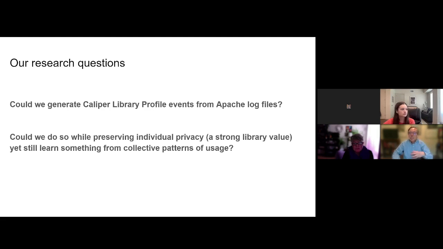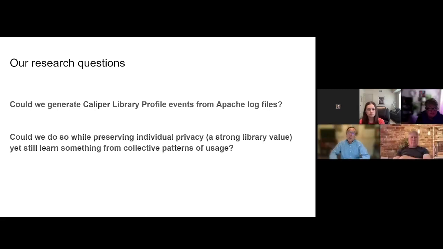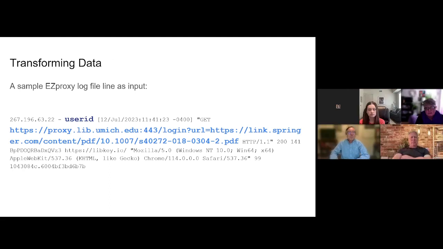So keeping that privacy filter in mind, we had two questions in this proof of concept that we did. One, can we do this in the first place? Can we get Caliper events out of our Apache log files? And then can we do that while keeping that privacy and being able to pull back data and do anything with it that was interesting or useful to us as researchers? So that's where I want to turn from now.